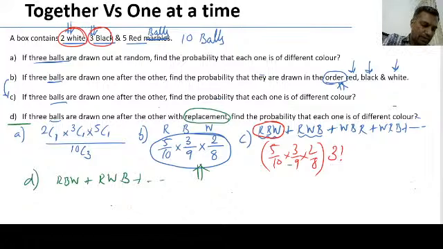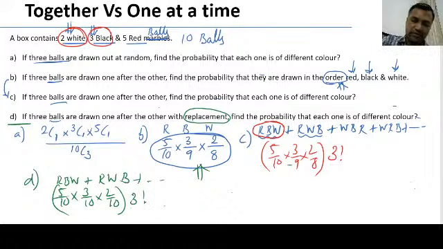With replacement means what? Red is 5 by 10. What about black? 3 by 10. What about white? 2 by 10. Why? Because every time you replace, there are again 10 balls. So first you pick the red one, then you pick the black, 3 by 10, then you pick the white, which is 2 by 10, and multiply this by 3 factorial. Why 3 factorial? Because why should it be red, black, white first? It can be white first, it can be black first. Therefore, multiply by 3 factorial.